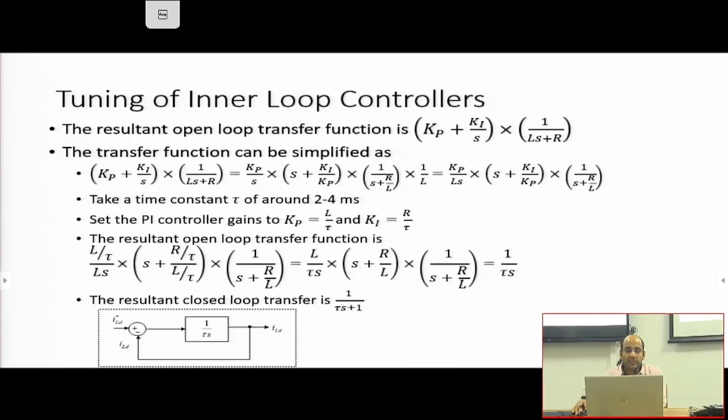Now I am just doing some rearrangement. What I am writing here is Kp by S, taking S common, like here I have taken out L, so S plus R by L, like that. So this is just a rearrangement thing.